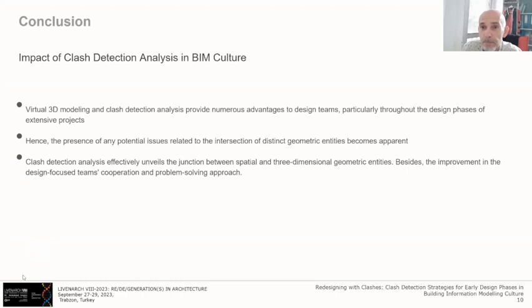So, the presence of any potential issues related to the intersection of distinct geometric entities becomes apparent. Clash detection analysis effectively unveils the junction between spatial and 3D geometric entities, besides improving the design-focused team's cooperation and problem-solving approach.